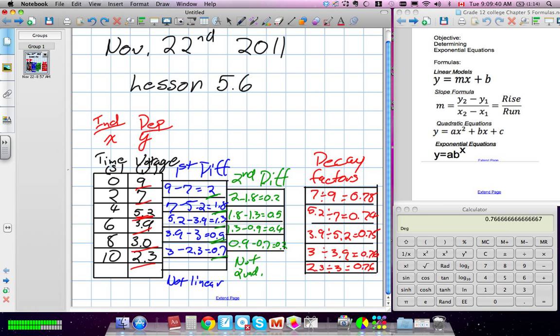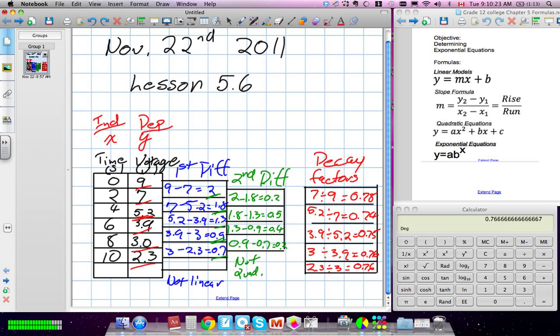Now, in our decay factors, are the numbers exactly even? Do they work out perfectly? No. But are they relatively close in terms of their decimal place? If we were to round to the 10th column, everything would roughly be 0.7. 1 or 2 of them might round up, but roughly all of them are 0.7 in terms of our decay factor. Now, the only thing that was close to that was our second differences. But even in our second differences, the 10th column of the decimals, they were all changing. So in terms of a best fit, our decay factors are all roughly almost the same number. Our decay factors work. This is probably an exponential model.